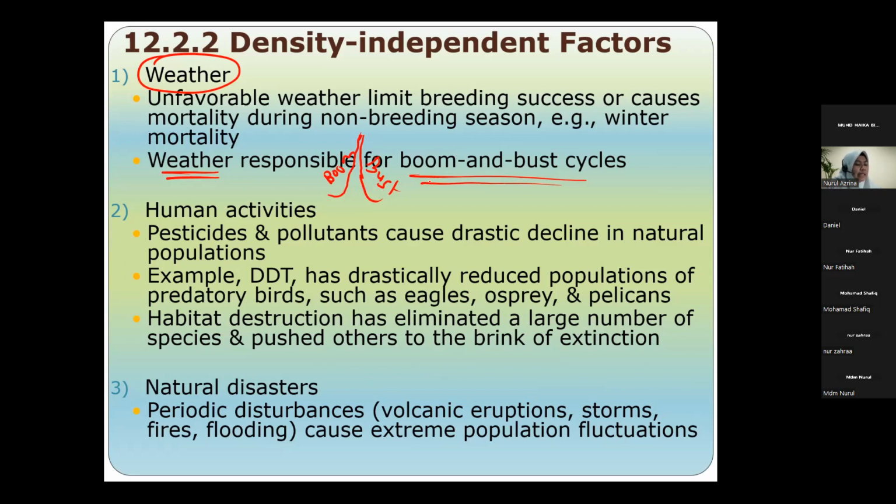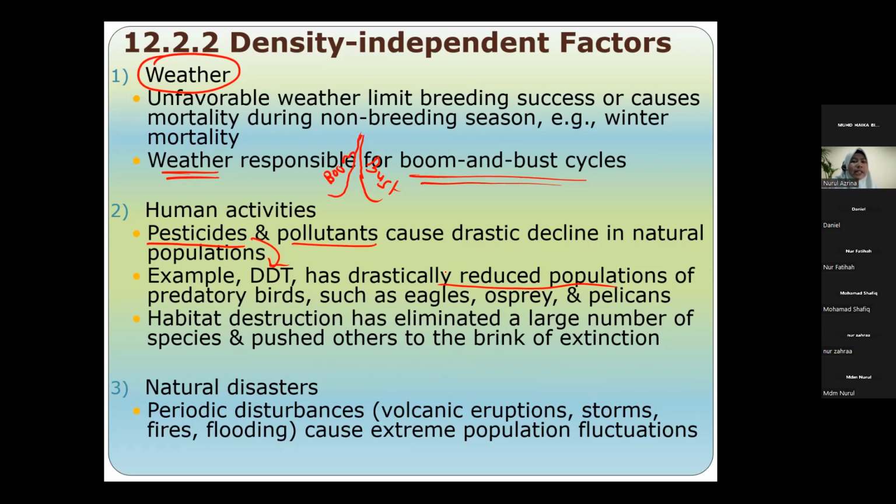Okay, factor number 2 is human activities. Pesticide and pollutant cause drastic decline in natural population. For example, pesticide, DDT, right? So DDT is a kind of pesticide. So this pesticide drastic reduce of population of predatory bird, such as eagle, osprey, pelican, right? So this pesticide also cause destruction of habitat.